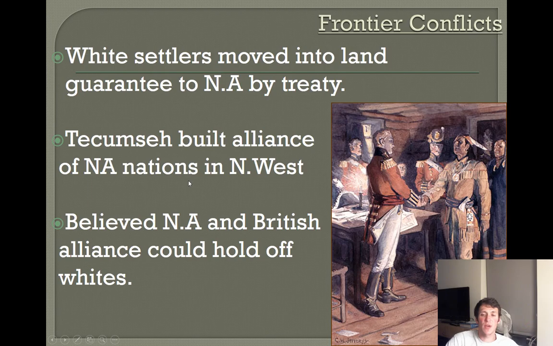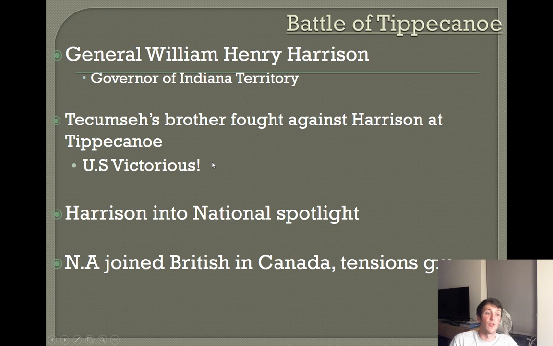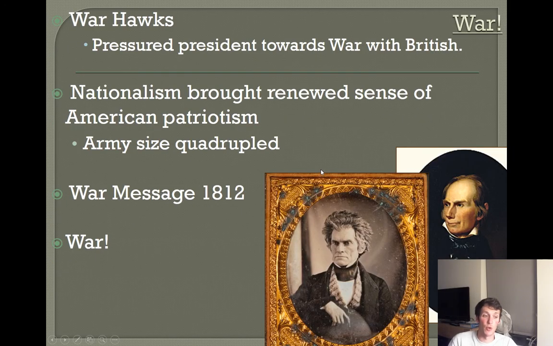So you're going to have the British, again, aligning themselves with Native Americans out west. And when they do this, mixed with the impressment, you're going to also have this battle known as the Battle of Tippecanoe between the leader of really part of this Tecumseh Confederacy of Native Americans and this man named General William Henry Harrison out in Indiana. The U.S. is going to become victorious. It's going to propel this man into the spotlight, but the Native Americans are now going to kind of join the British in Canada, and tensions are going to just grow even further.